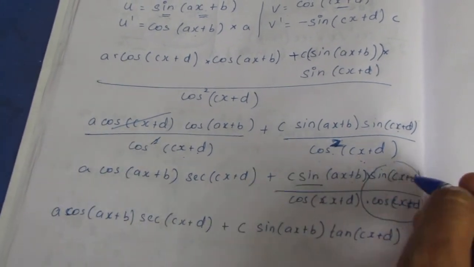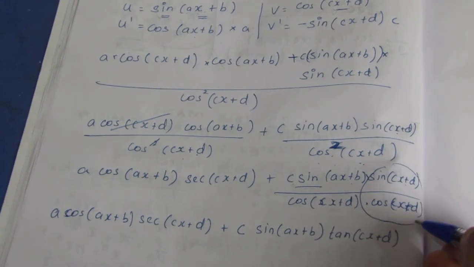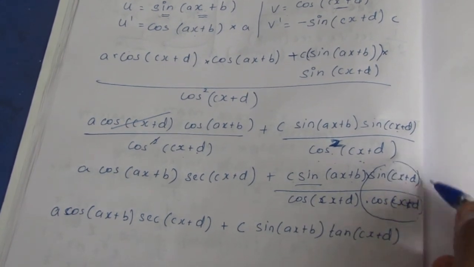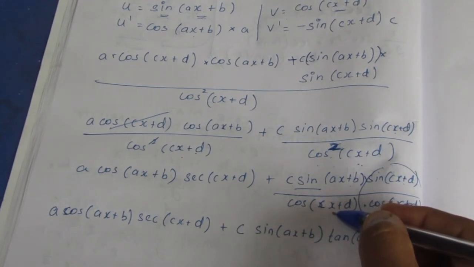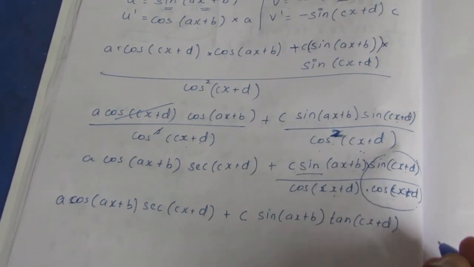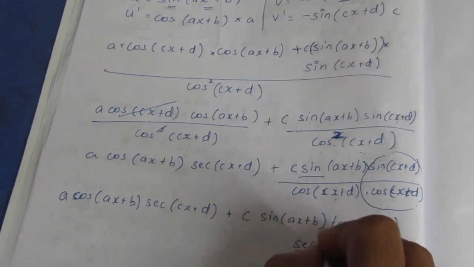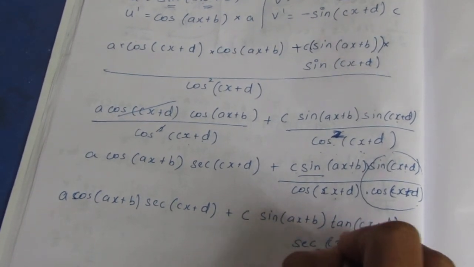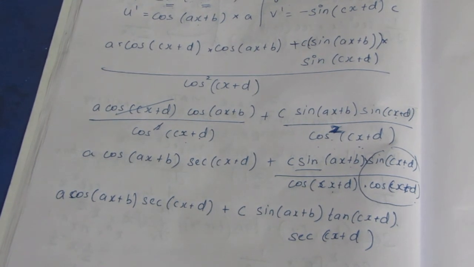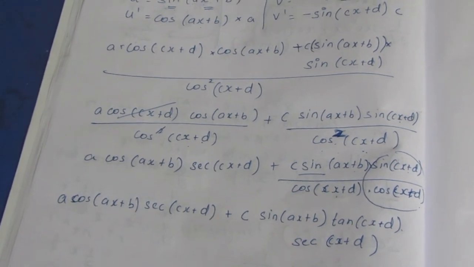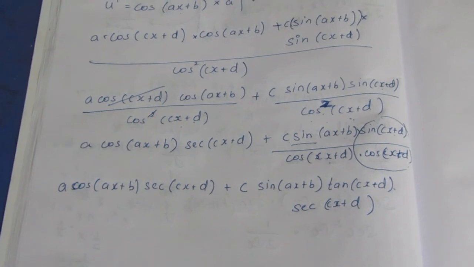So here we know that it is sin(cx+d) by cos(cx+d). I am writing this as tan(cx+d). Now we have a denominator cos(cx+d). This can be written as sec(cx+d). We are just simplifying, bringing everything to the numerator. That's all with the sum. Thank you.